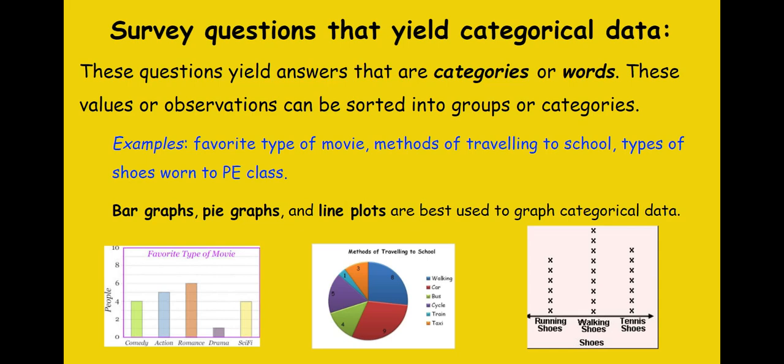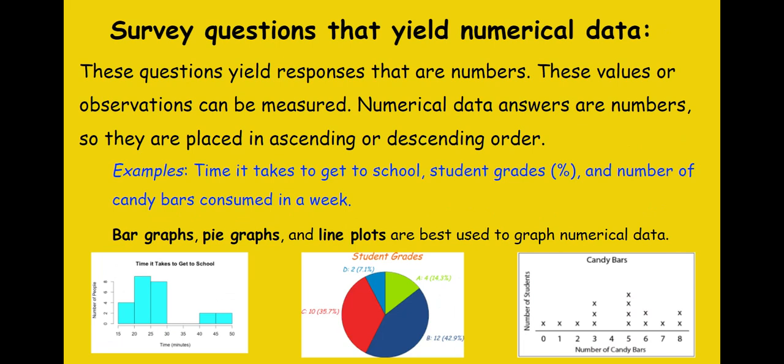All right, let's review survey questions that yield numerical data. So these questions yield responses that are numbers. These values or observations can be measured. Numerical data answers are numbers, so they can be placed in ascending or descending order. That means we can order them from least to greatest or greatest to least. So let's think about some examples.